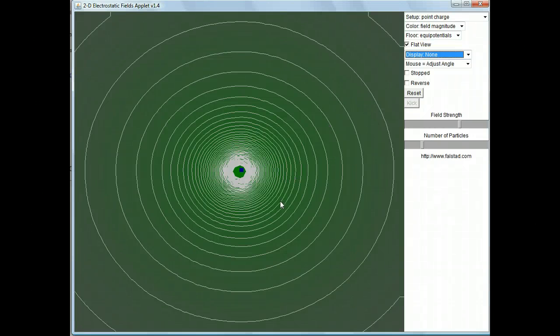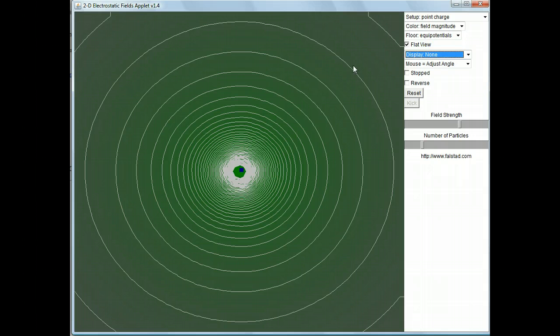Alright, what we're going to do in this video is look at one of the Falstad applications. This is the 2D electrostatic field applet, and this should look very similar to what we saw on the FET site, where we had a point charge in the middle, and there were all these little contour lines, and they're so close together we can't actually even resolve them as separate lines here. And then they get further and further apart as we go out.